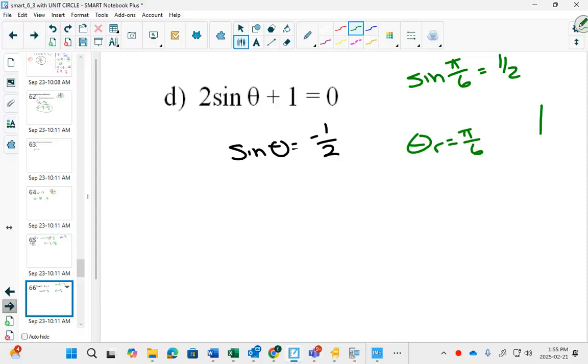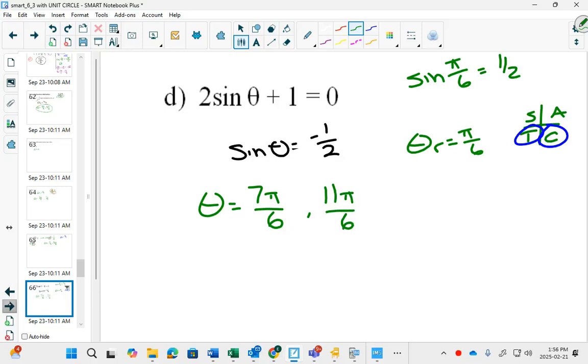Then according to our cast rule, it's negative. So I need to list my pi over 6 in quadrant 3. Quadrant 3, one more than the denominator. And quadrant 4, one less than double the denominator. Lots of thinking in these questions, because you've got to really know your reference angles, your cast rule, and your values very, very well.